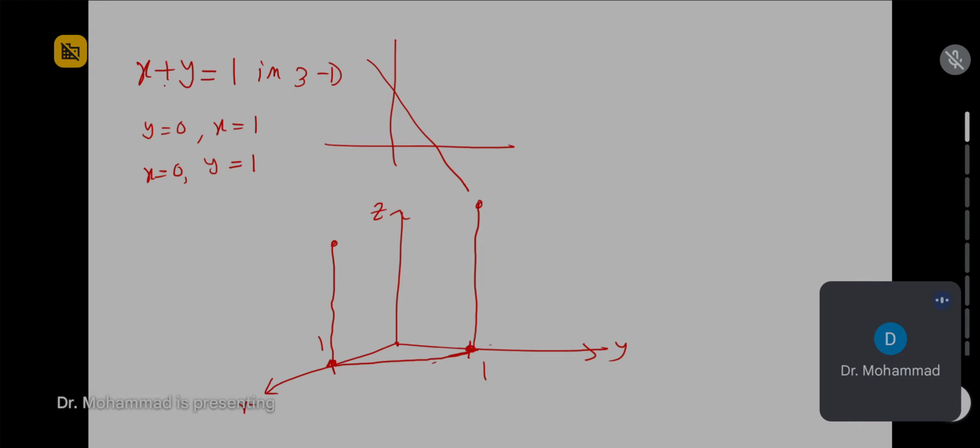So always, whenever we draw the plane in 3D, we must have the x, y, and z. But here, for x plus y equals 1, we don't have any z. So that means the plane must be parallel to the absent, I mean to the z axis, because z is absent here. So we can just draw these 2 lines. So this is basically our plane. Okay, this is basically our plane.